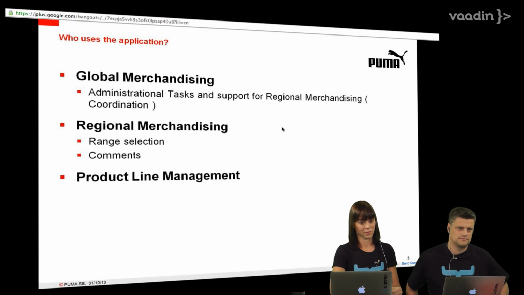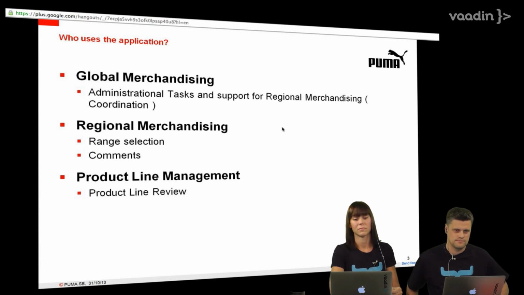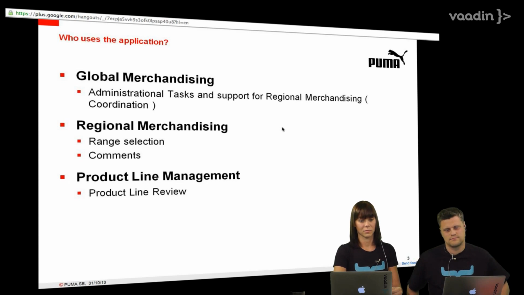And last but not least, we have the product line management. They will do the product line review at the end of the meeting. This means when the regional merchandisers are finished with their selection, at the end of the day, the whole group will sit together and then they will walk through the product lists and review each individual product and maybe cancel a product and so on.